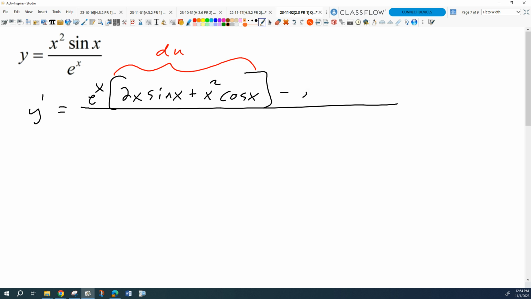Okay, so minus, now let's do high D low here. What would high D low be? X squared sine x. It's not going to change Aubrey's answer, but then what's D low? E to the x. There you go. Okay, so there's the top. Now what's on the bottom? E to the x squared. Okay.